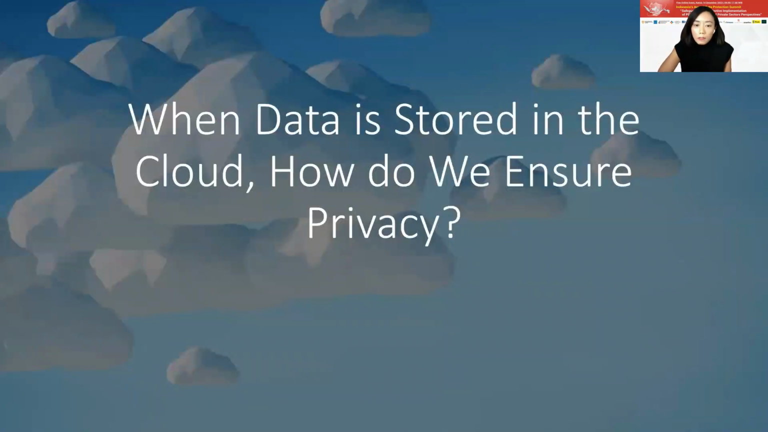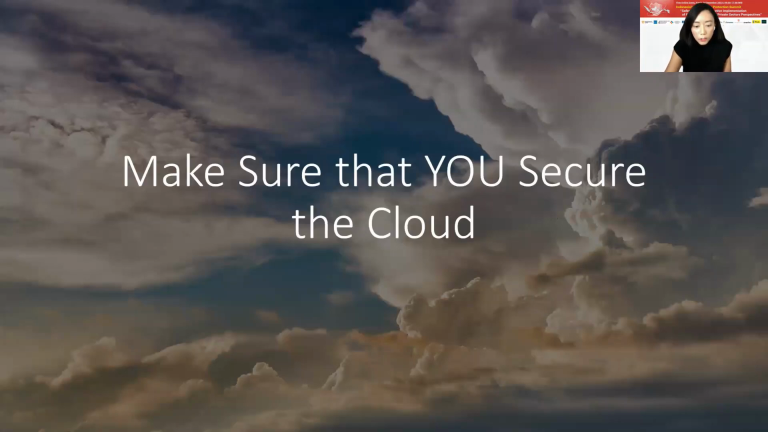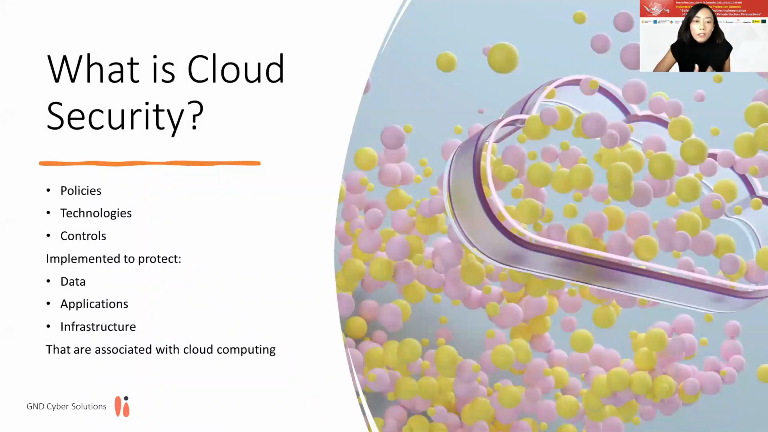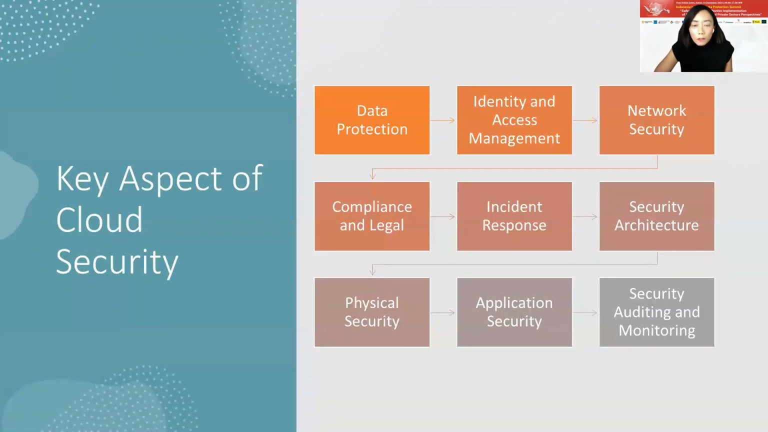So when data is stored in the cloud, how do we ensure privacy? Make sure that you secure the cloud. Cloud security is basically a shared responsibility. It's not merely the burden of the cloud provider, but each organization that puts their data into the cloud is responsible to secure them. So what is cloud security? It's a combination of policies, technologies, and controls that are implemented to protect data, applications, and infrastructure that are associated with cloud computing. Now, we know that cloud security encompasses various security measures designed to safeguard information stored in the cloud, access to cloud services, and the overall cloud computing environment.